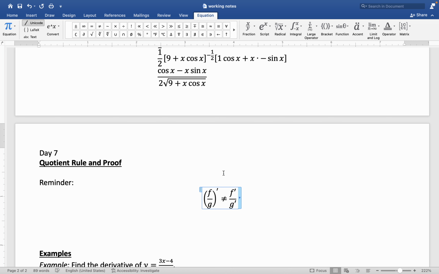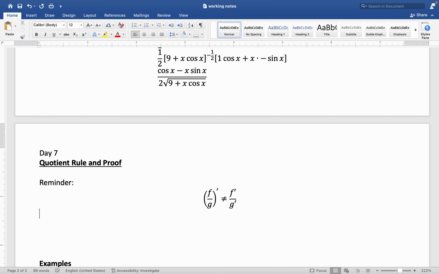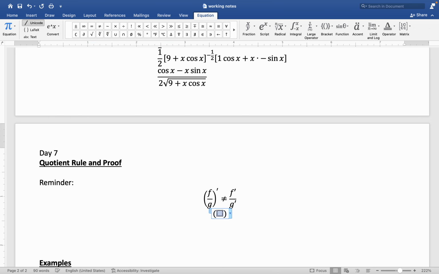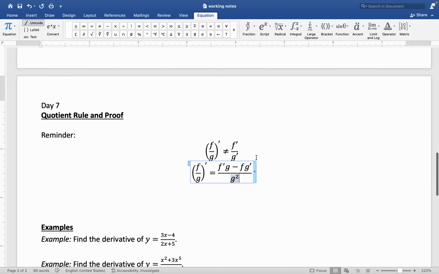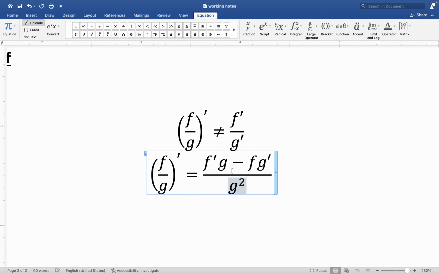The actual rule is unfortunately a little bit more complicated. The actual derivative of f over g, and this is the quotient rule right here, is given by f prime g minus f g prime, all over g squared. So let's take a second to inspect this formula. What is it actually saying? You've got two functions, the top function and the bottom function. The top function's f, the bottom function's g.